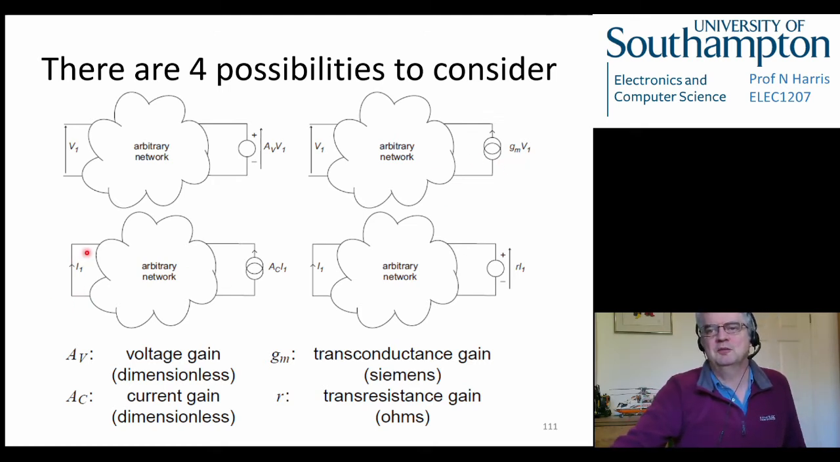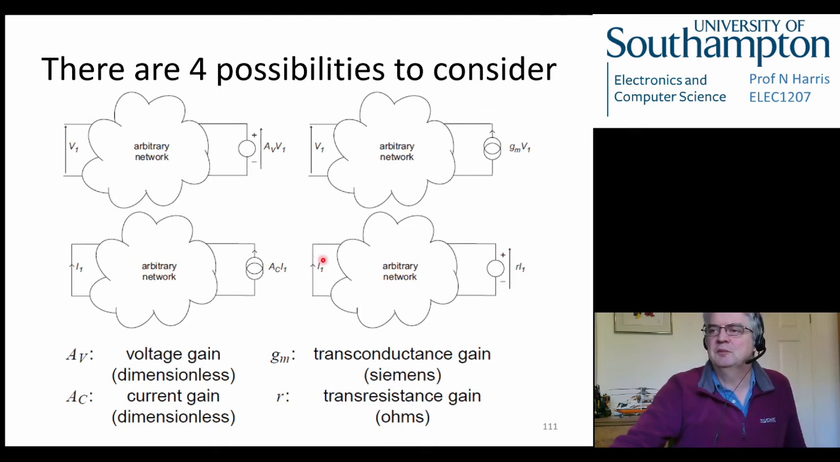Likewise, we could have a current coming in through the arbitrary network, and that results in another current coming out, which is A times bigger than the input current. So that's just a current gain, and that's a dimensionless quantity, as is this gain here. Gain is dimensionless when the units are the same on both sides.